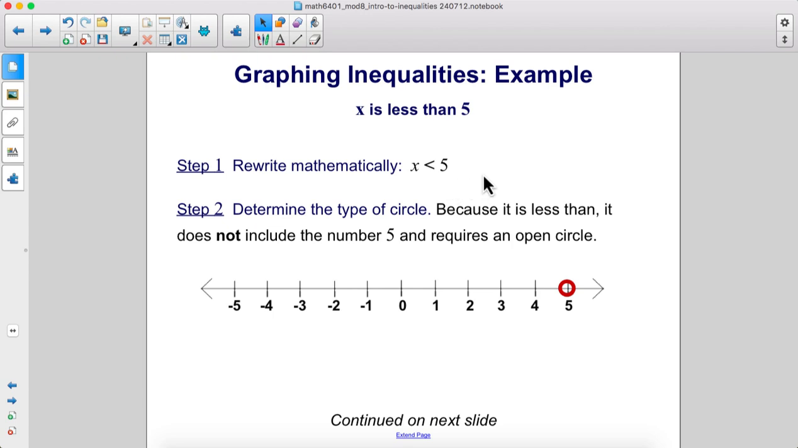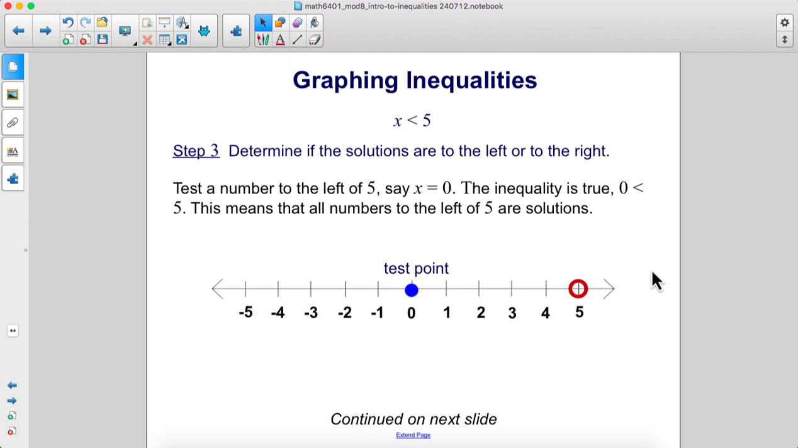Step 2. Determine the type of circle. Because it is less than, it does not include the number 5. Therefore, we will draw an open circle. Step 3. Determine if the solutions are to the left or to the right. Test a number to the left of 5, for example, 0. The inequality is true. 0 is less than 5. This means that all numbers to the left of 5 are solutions.